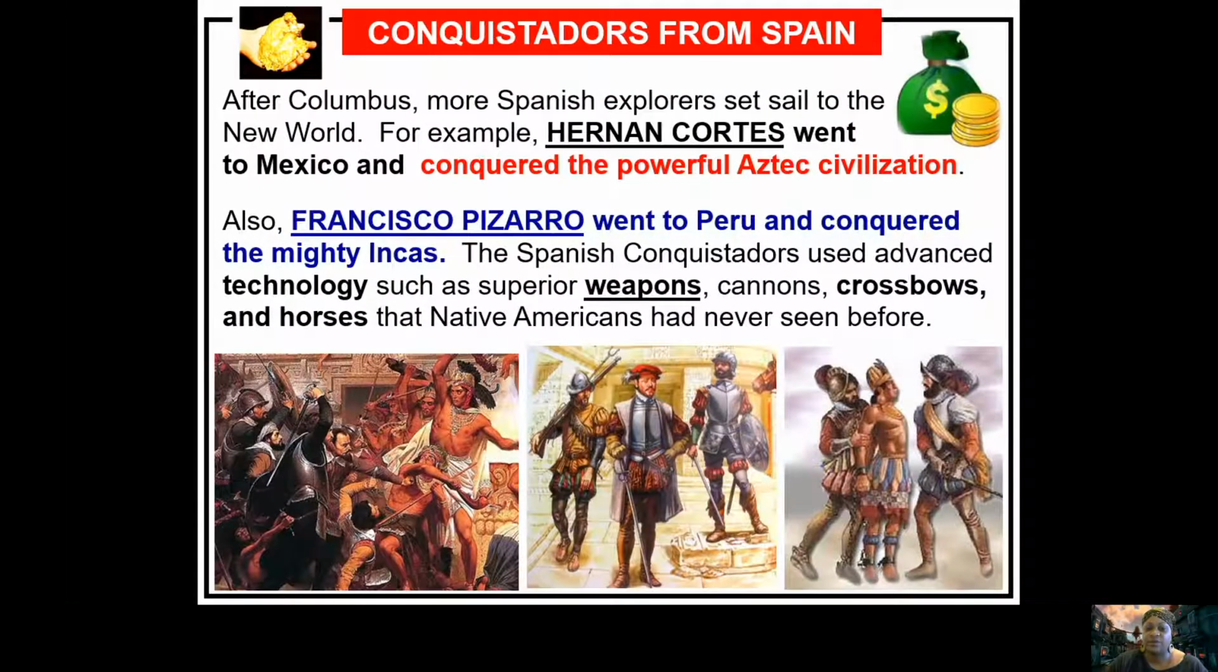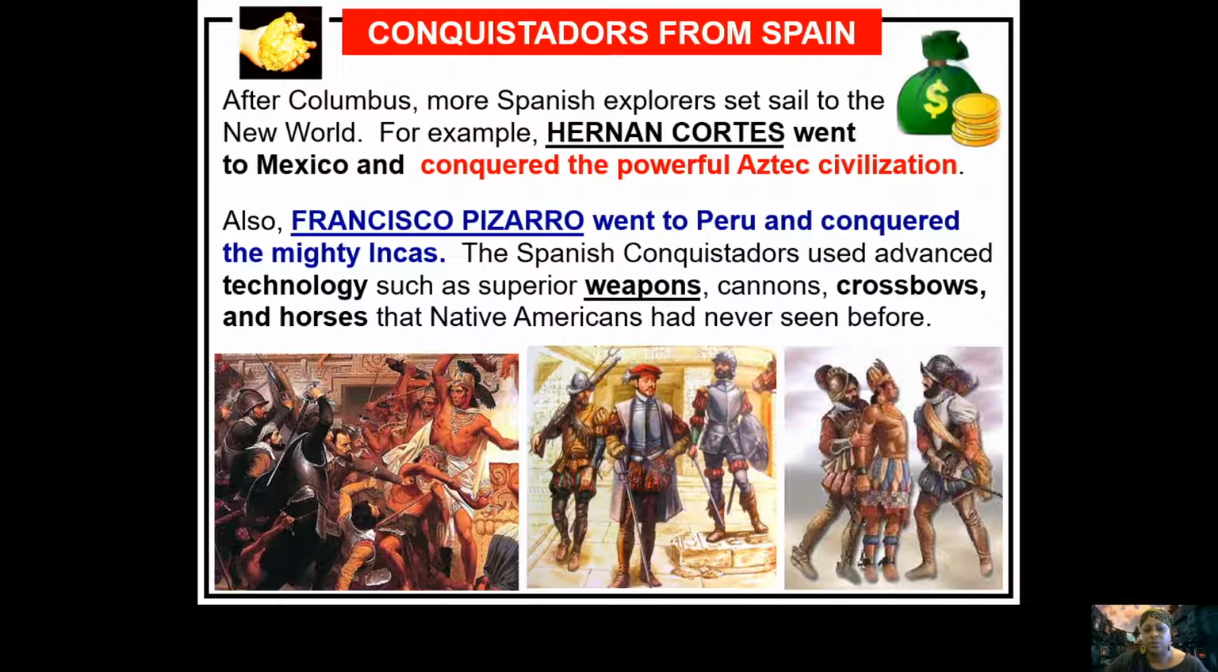Now, after Columbus, you're going to have more Spanish explorers who are coming to the New World. You have people like Hernan Cortez, who went to Mexico. And unfortunately, while Cortez is in Mexico, he is going to overthrow this powerful civilization called the Aztec. These indigenous people will basically be slaughtered by Cortez. Then you have Francisco Pizarro. Pizarro will go to Peru and he will conquer this mighty empire of people called the Incas. And the Incas were also indigenous people.